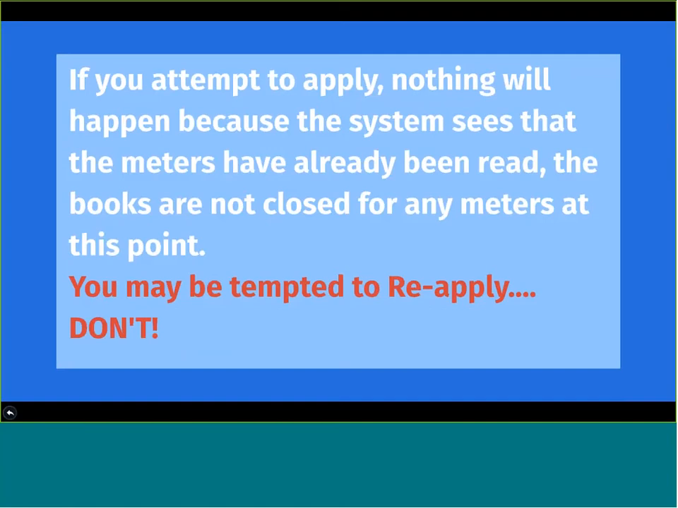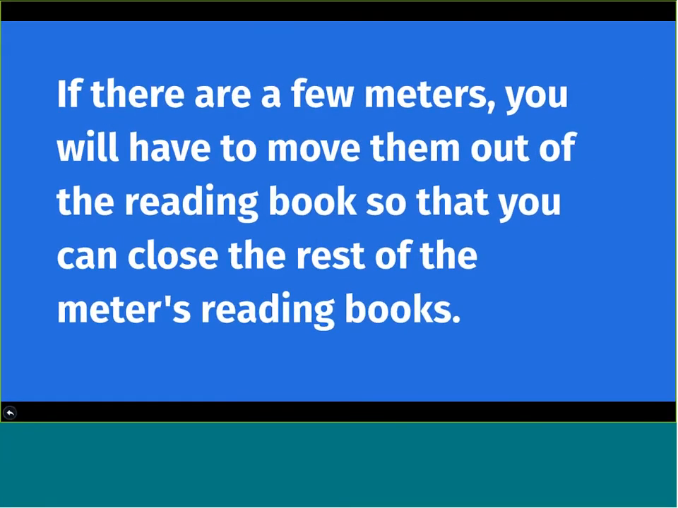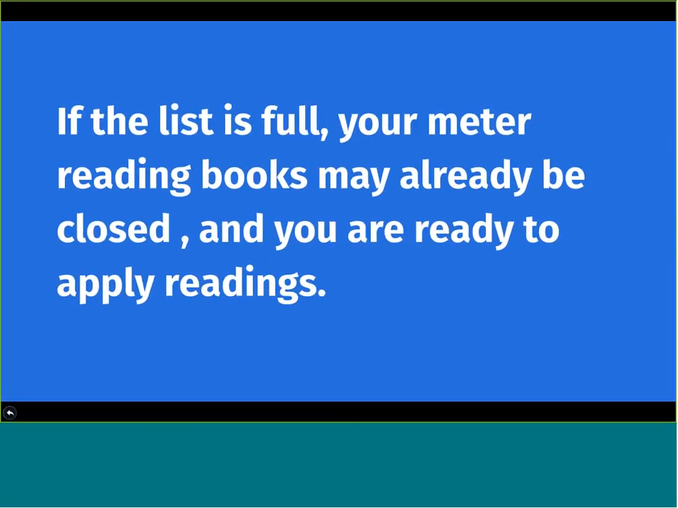All right, if you attempt to apply, nothing will happen because the system sees the meters as already being read and the books are not closed for any meter at this point. You may be tempted to do a reapply. Don't. Again, some more warnings there. I'm hoping that y'all are sensing a theme here about the reapply. Only use it if you really know what you're doing. If there are a few meters in that list, then we're going to want to move those out and close the books for the rest of them. If the list is full, then you may have already closed the books for all of the meters in that reading in that book.